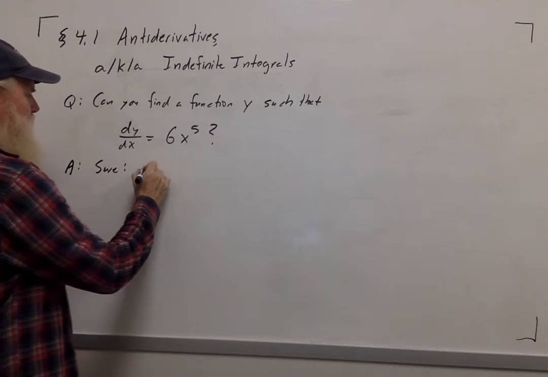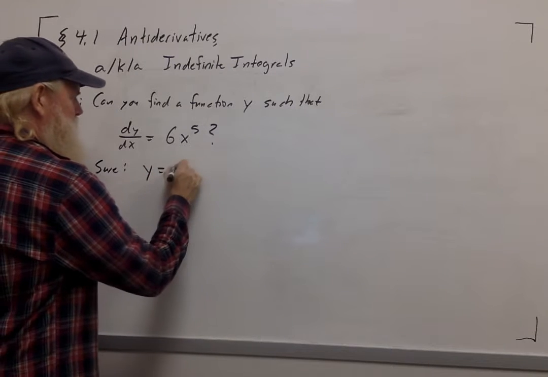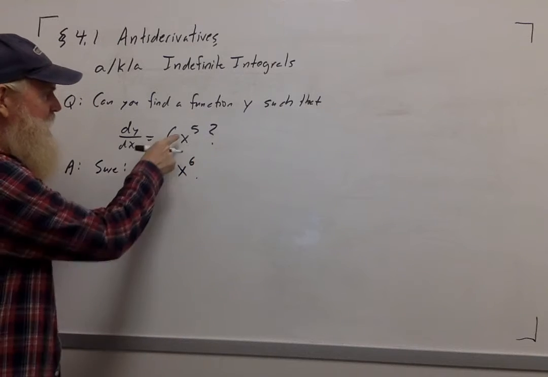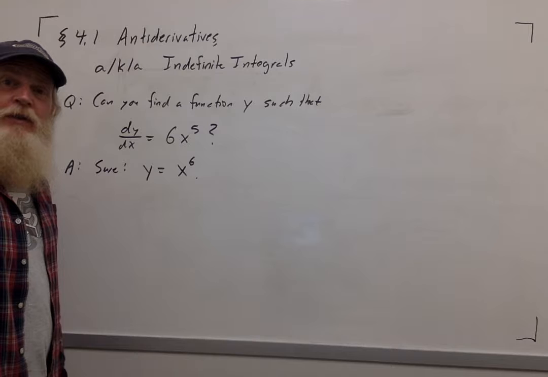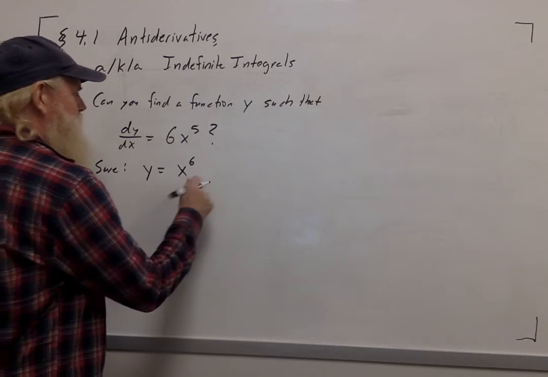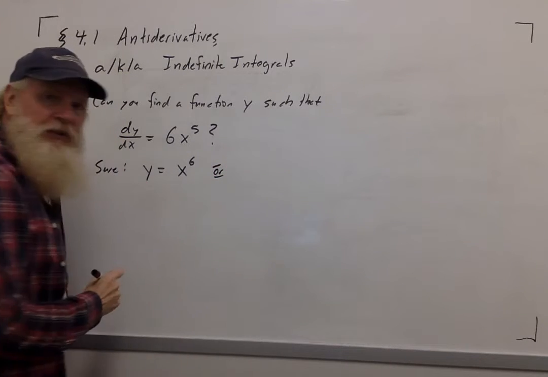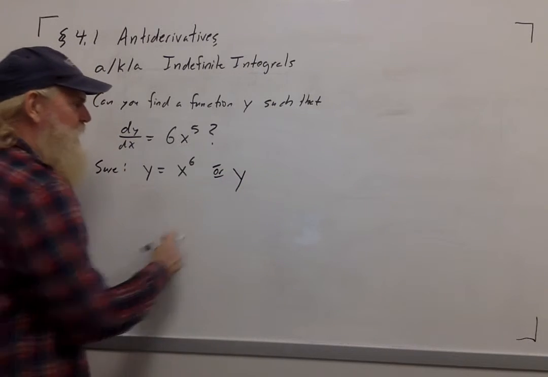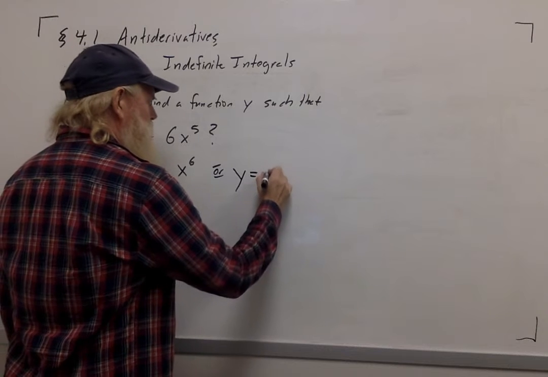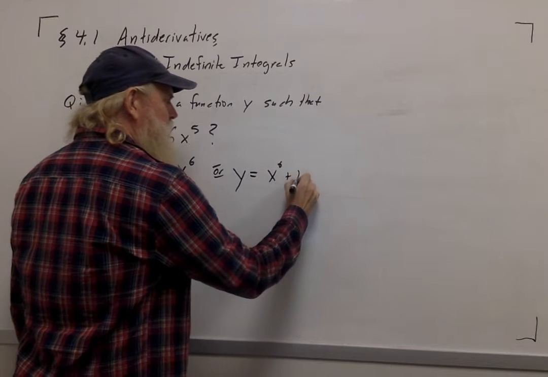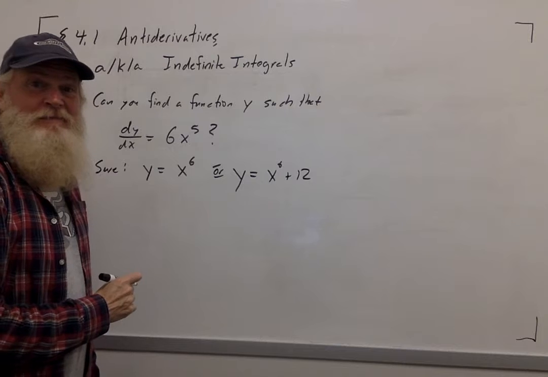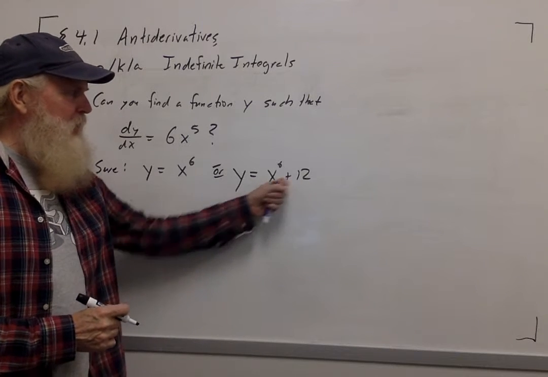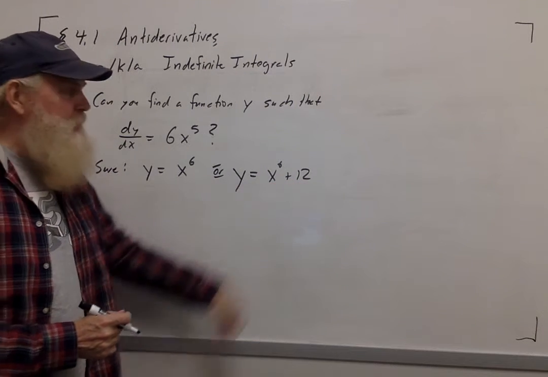One that you might be thinking about is x to the sixth, because the derivative of x to the sixth is indeed 6x to the fifth. Turns out that's not the only possibility, though. Another function whose derivative is 6x to the fifth is y equals x to the sixth plus 12. Because if you differentiate x to the sixth plus 12, you get 6x to the fifth, and the derivative of 12 is 0.